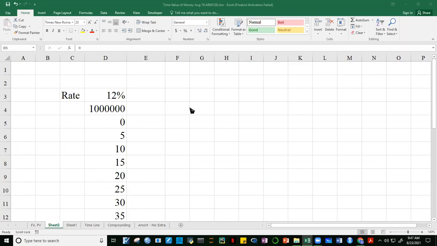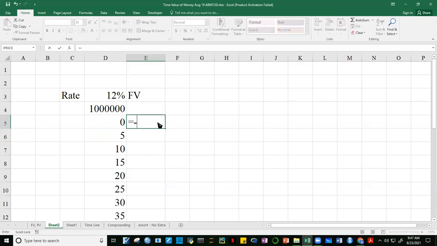Okay, anong objective natin dito? Gusto natin ma-compute yung future value. Magkano ba yung future value natin? If the number of periods is 0, 5, 10, ibig sabihin, 0, ngayon pa rin yun. Okay, 5 is after 5 years. Okay, so let's compute for that.